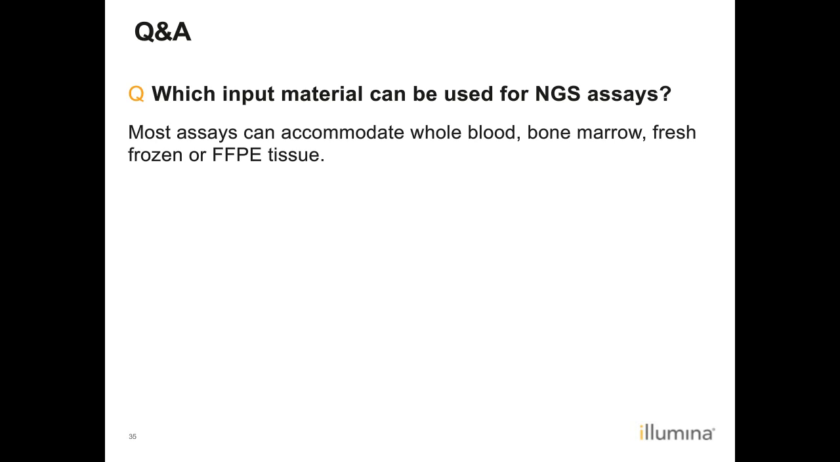Which input material can be used for NGS assays? Most assays can accommodate whole blood, bone marrow, fresh frozen tissue, or FFPE tissue.